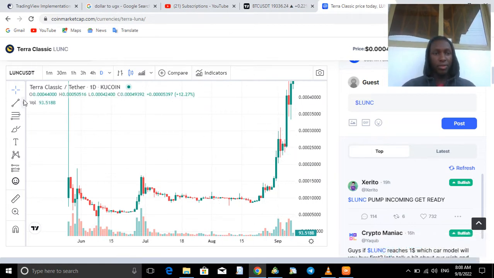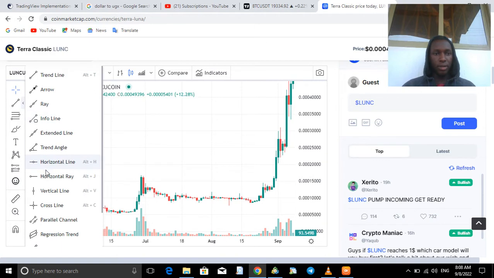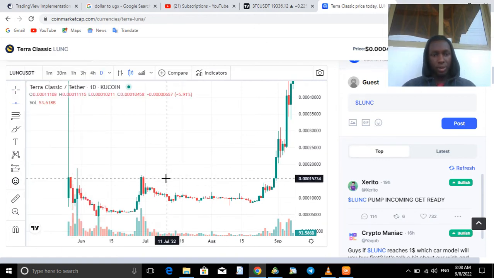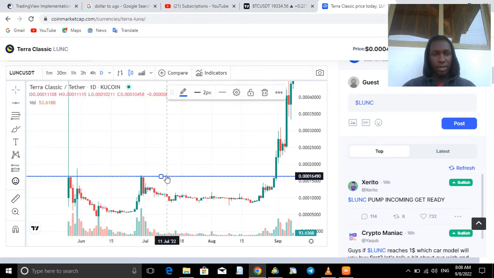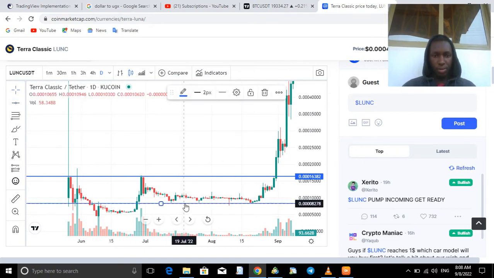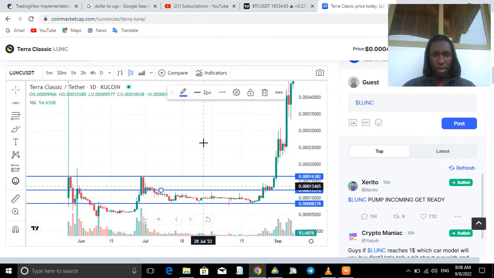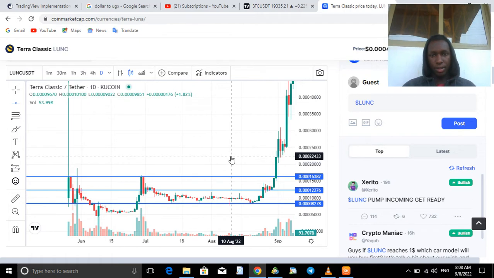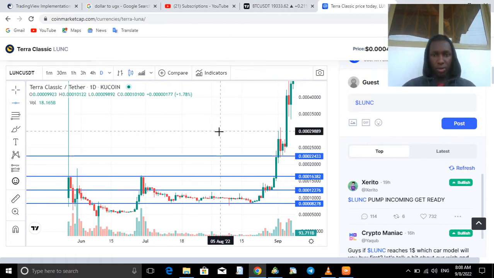Now at the moment, if I try to analyze Terra Classic on my charts, I'm using TradingView, you can see there was a resistance here broken, also support here, and also another support here, and also this. So it has been breaking all these levels all along.